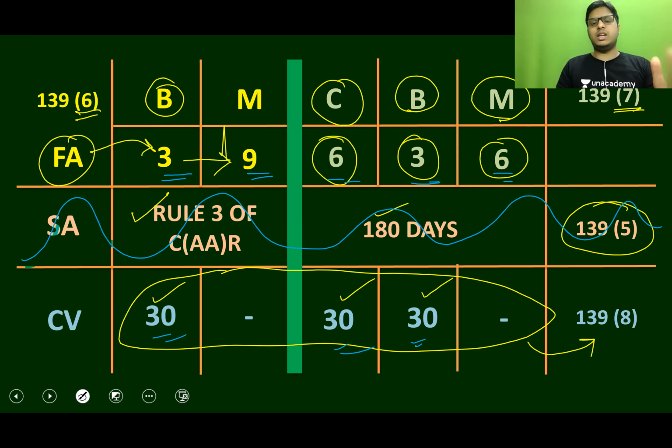Just look at the screen and we'll sing it in a simple way. There's a simple tune. BM CBM 39636 30 dash 30 30 dash. Okay. All the students who have done with me, you know it very well. Okay. BM CBM 39636 30 dash 30 30 dash. Okay. In this manner, you can easily remember the auditor's appointment timelines, how many days. Okay. Very clear.